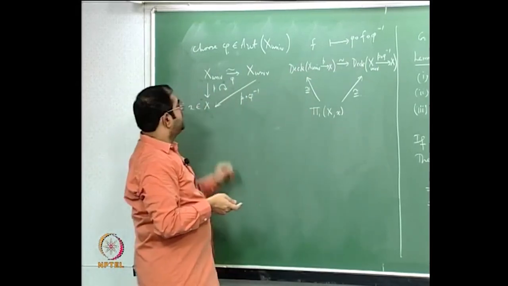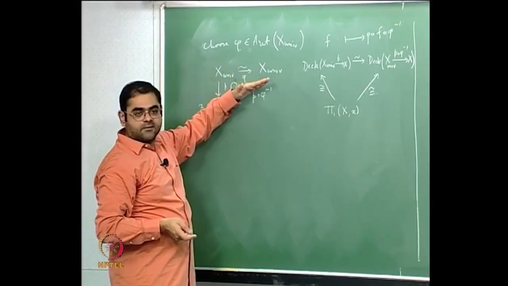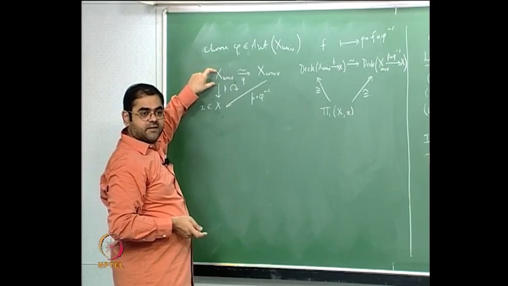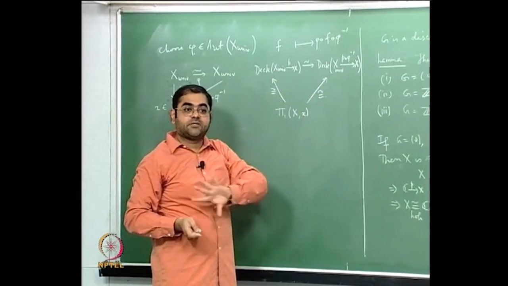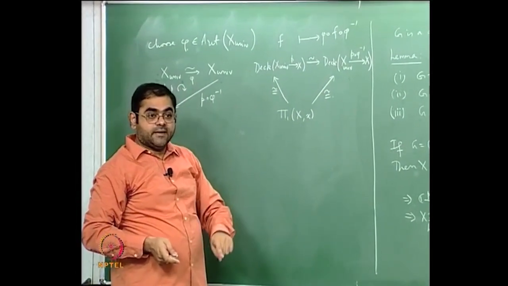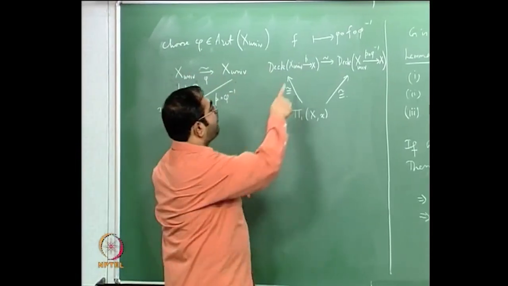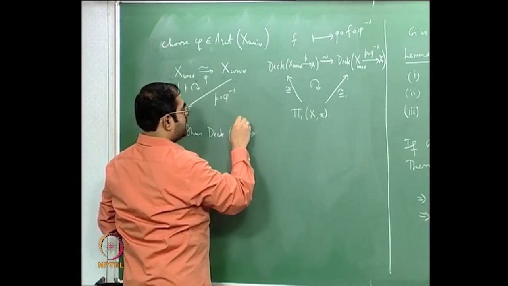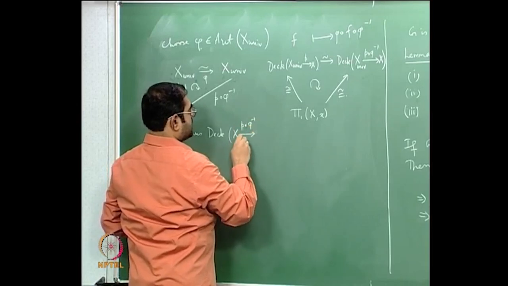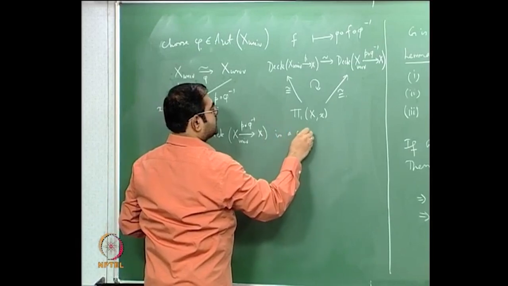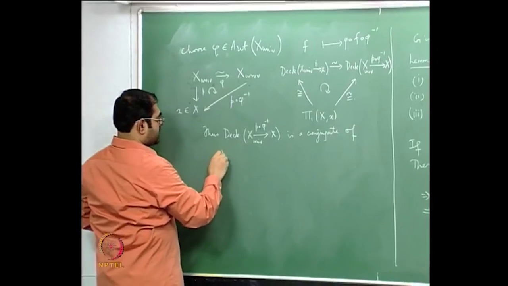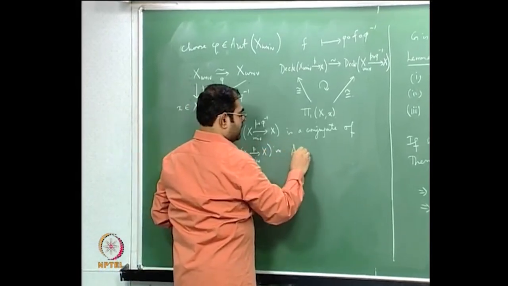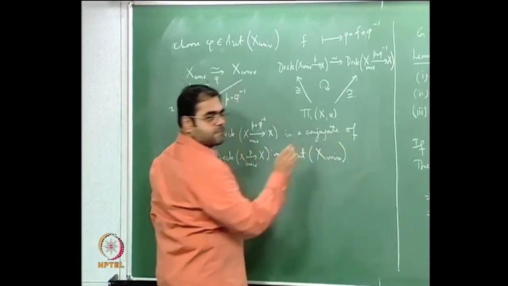So what this tells you is that if you change the universal cover by an automorphism of the universal covering space, the top space, then the deck transformation group will change by a conjugate subgroup in the group of automorphisms of the universal cover. Thus the deck transformation group of X univ to X, given by p composed with phi inverse, is a conjugate of the deck transformation group of the original cover in the group of automorphisms of the universal cover.